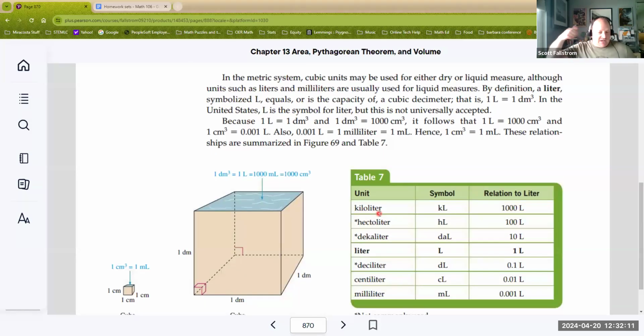I mentioned that King Henry's Dear Mother Drinks Chocolate Milk is fantastic, but every time you move to a different system, all you do is change the base unit. So when we move to something that's now measuring liters, now we're counting tens of liters, hundreds of liters, and so forth. And so by definition, a liter is the capacity of a cubic decimeter. So there you go. 1 liter is 1 decimeter cubed.